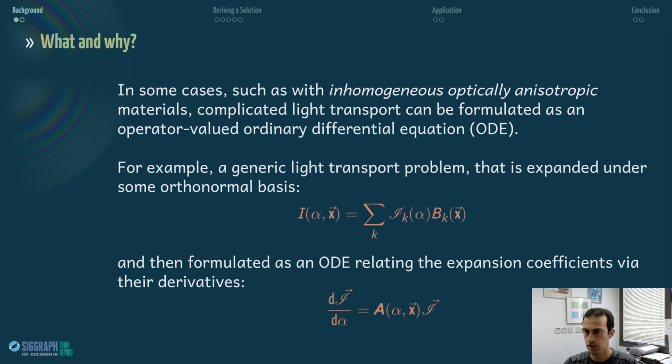In the paper, I show that the light transport in an inhomogeneous optically anisotropic material can be formulated as an operator-valued ordinary differential equation. This is actually also the case with any light transport problem that is expanded under some orthonormal basis, for example, spherical harmonics, and then expressed as an ordinary differential equation.